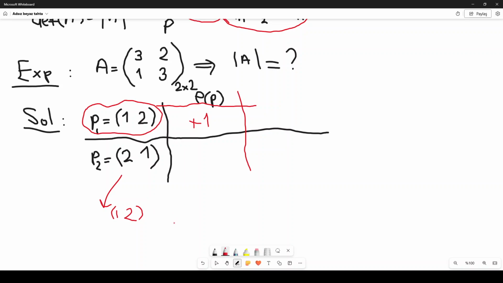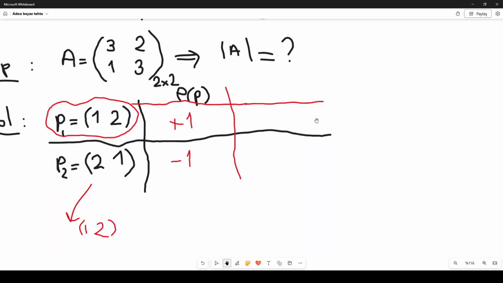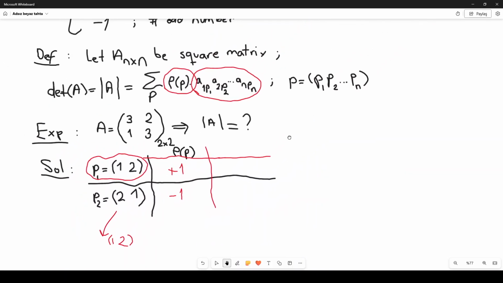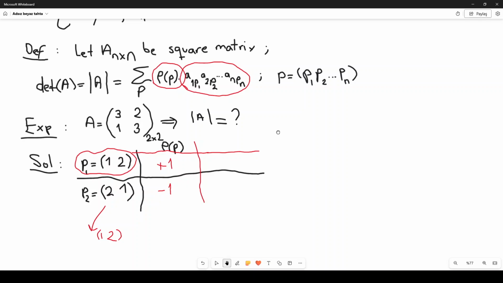And since we perform an odd number of operations, what is the sign for this permutation? The sign is equal to -1, since we perform an odd number of operations. All right, let's continue. Now we should compute some multiplication, guys, right?